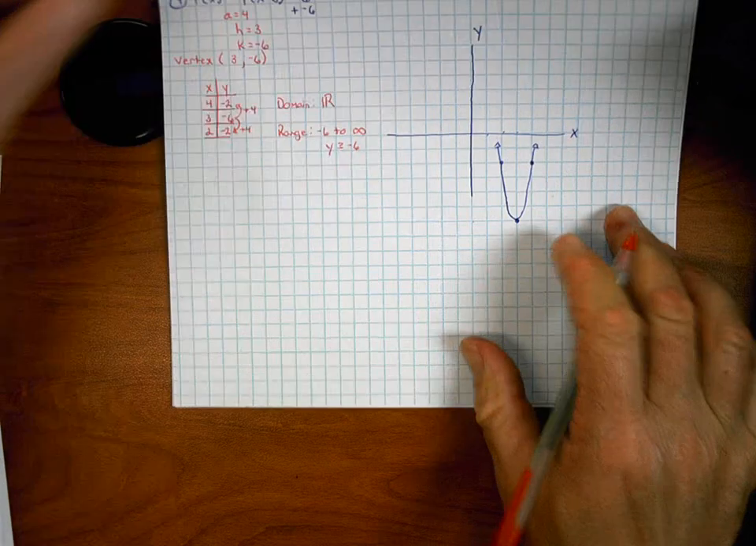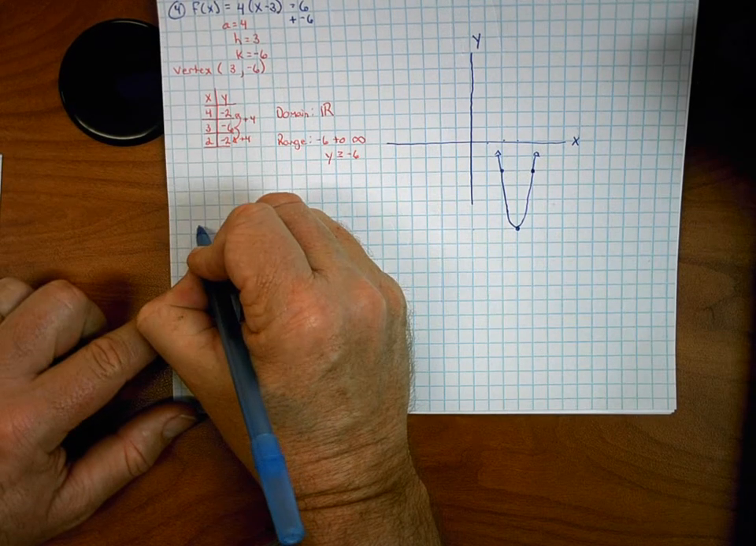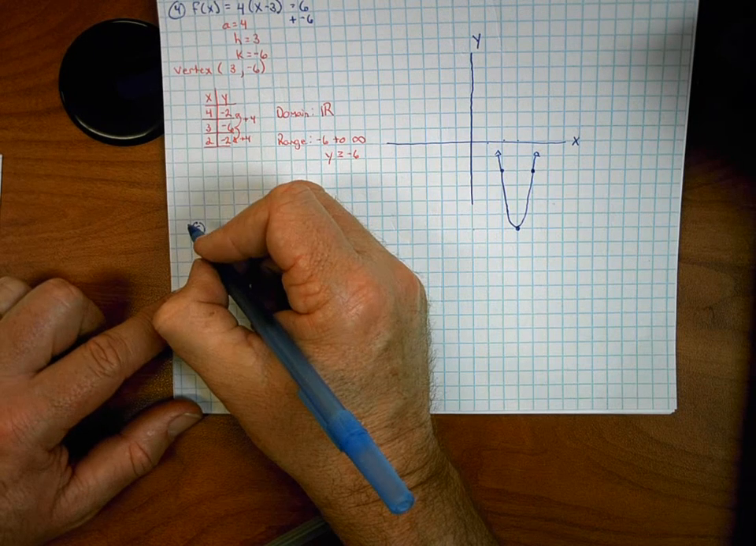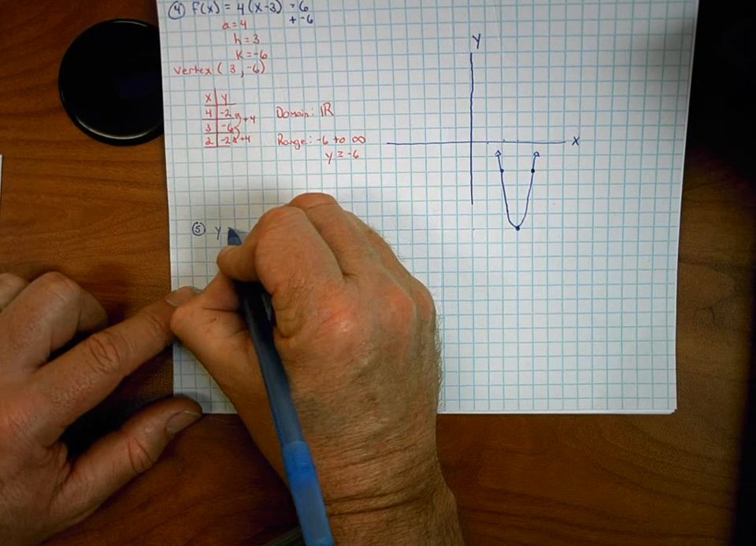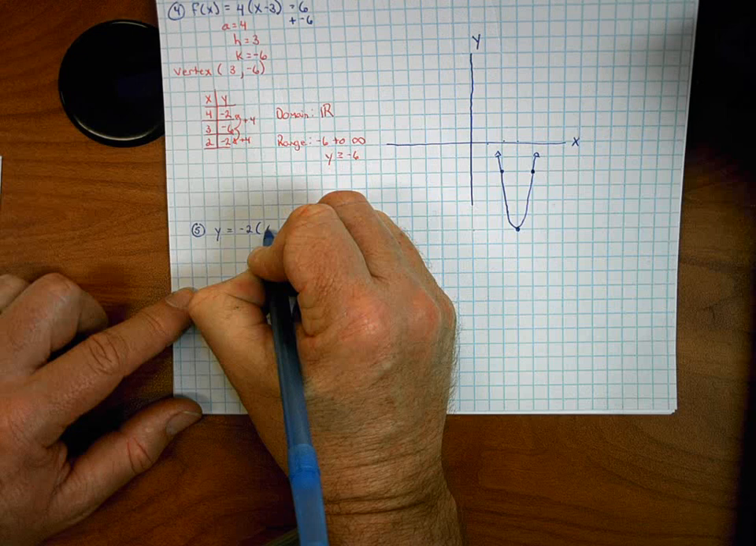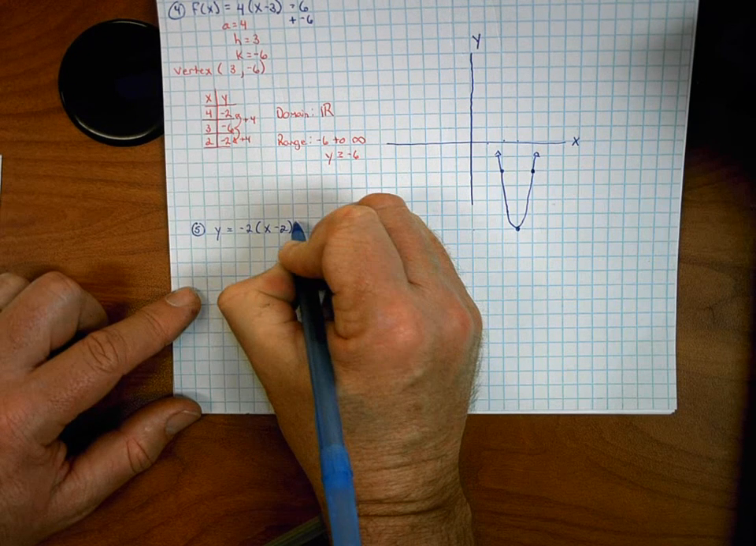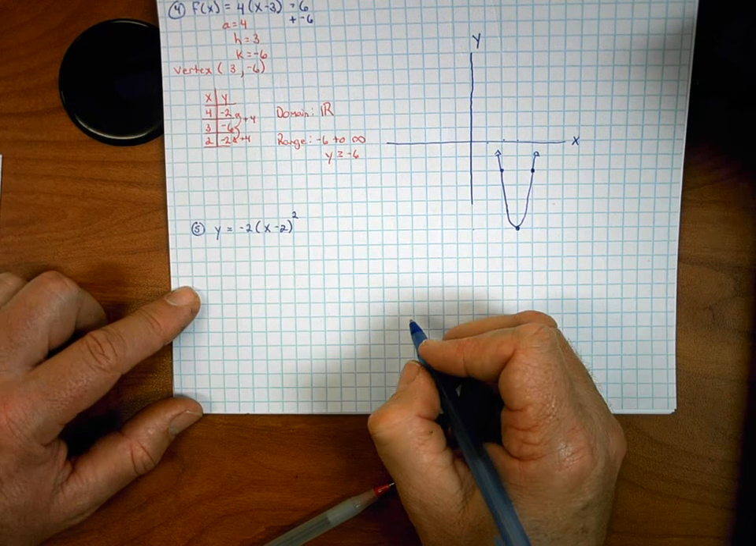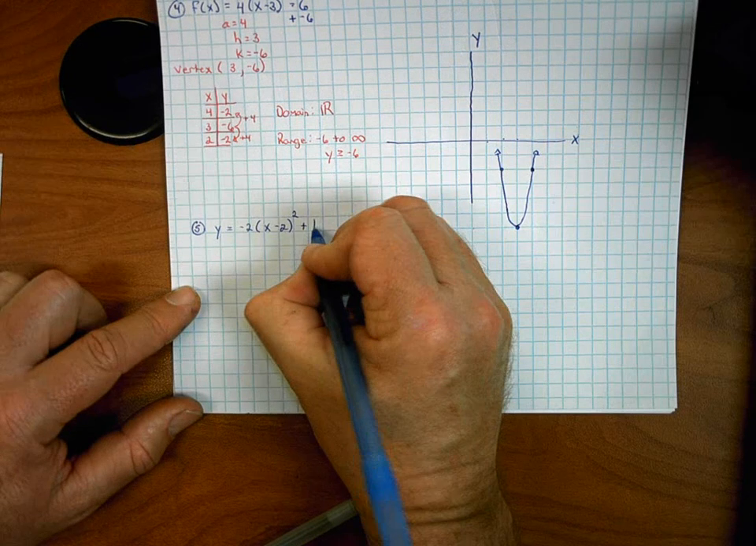All right, number 5, 3 more to go. So in number 5, the equation that you were given was y is equal to -2 times the quantity x minus 2, close the quantity, to the second power plus 1. All right, so this is in vertex form.